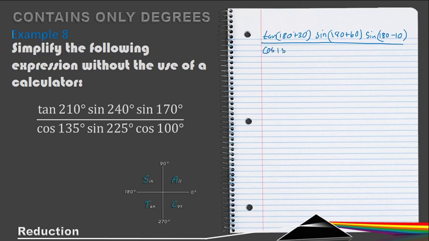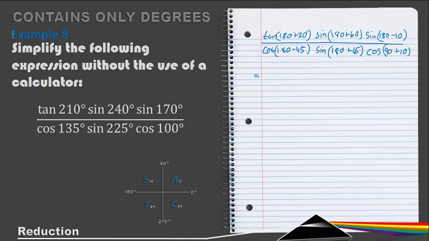So cos 180 minus 45, and then sine 225, so that's 180 plus 45. So this becomes sine 180 plus 45. And then cos 100. So we know 90 plus 10 gives me 100. So that kind of looks like the right thing, because we've got 10 over here. So let's change that 100 to cos 90 plus 10.